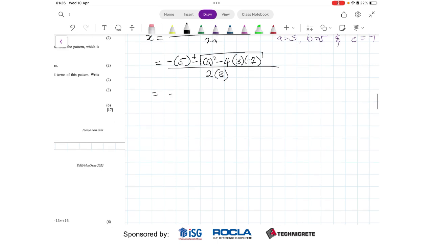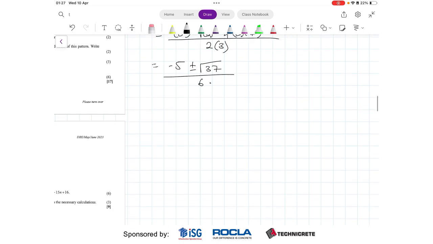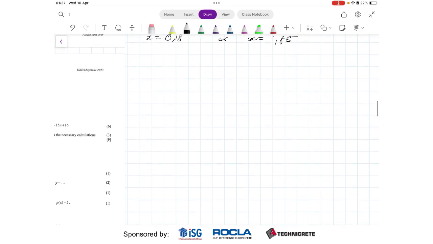Now this is going to give us minus 5 plus minus the square root of 25 minus 4 into 3 into negative 1. 4 into 3 is 12, so 25 plus 12 will give us a positive 37, divided by 6, right? Thus our x is equal to 0.18, or x is equal to 1.85. Wonderful.